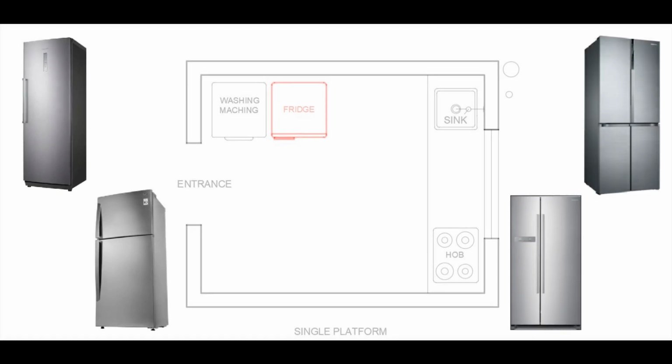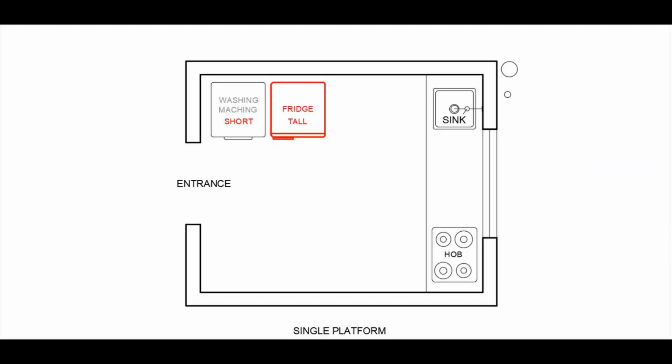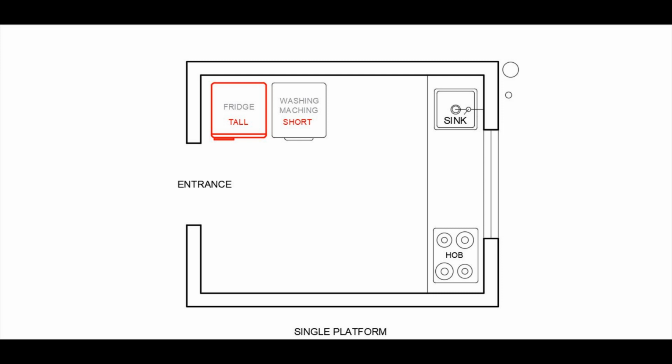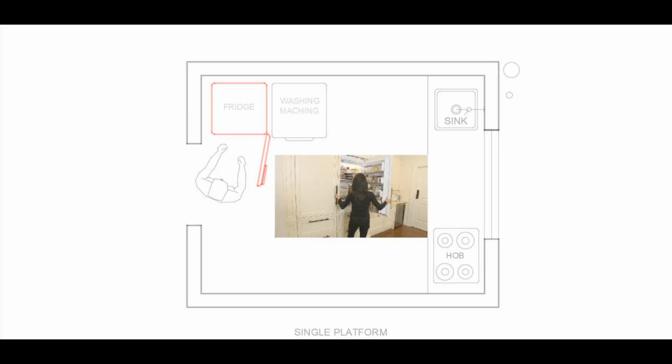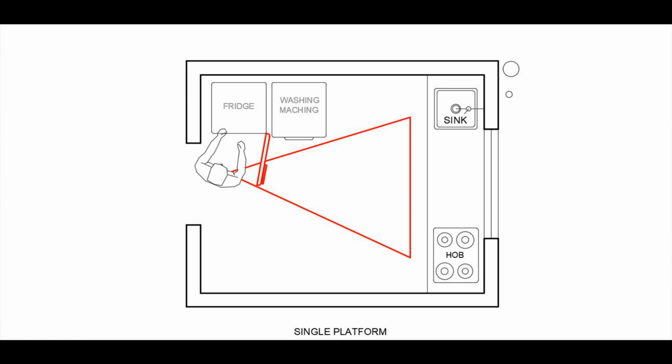Now since the refrigerator is much taller than the washing machine, it is ideal to place it in a corner so that it doesn't block the space and makes the kitchen look small. Now in this position, if your refrigerator door is opening towards the right, it will be a very uncomfortable situation because your movement towards the platform will be hindered.